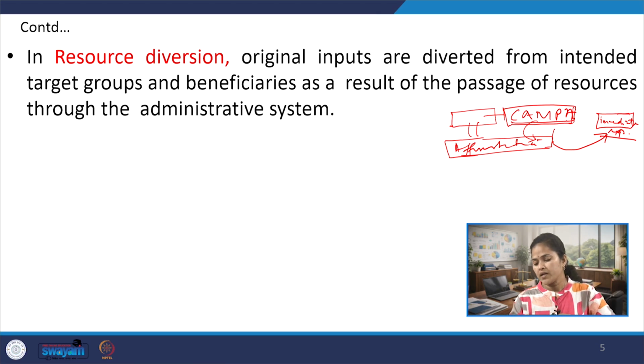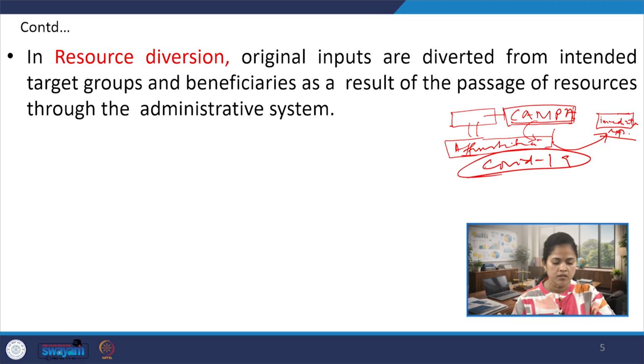So this particular case has already happened during COVID-19, right? When there was a scarcity of funds to tackle the COVID crisis, many state governments tried to utilize the funds which were remaining unutilized under this CAMPA, and they utilized them for treating the COVID-19 crisis. Okay, so that is called resource diversion.